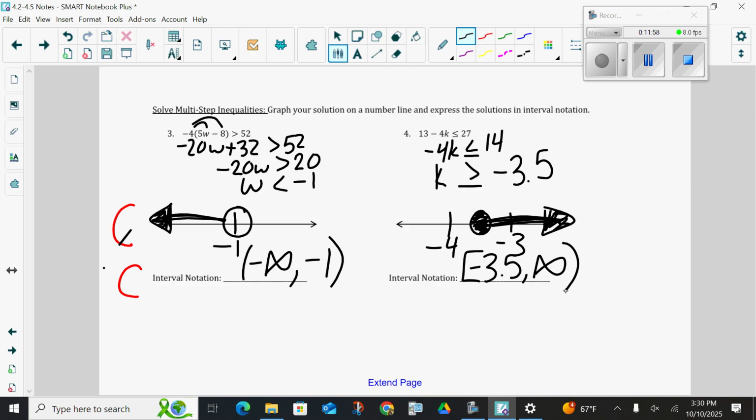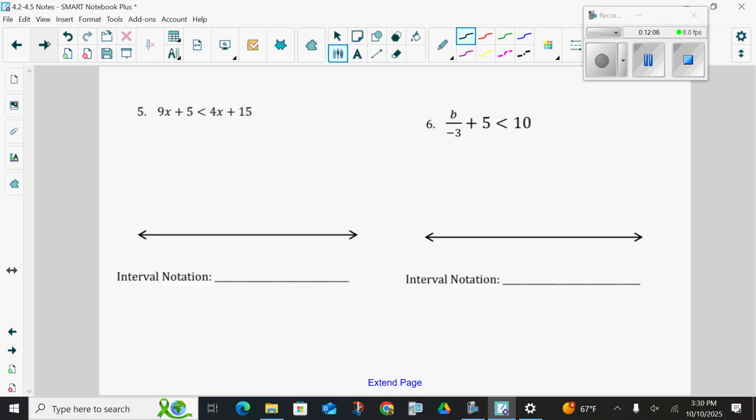So once you have that written down, you can flip your page over. We're going to take a look at a few more examples, and I'm going to have you try number 5 on your own. So take a second, pause this video for about a minute, and try number 5 on your own, graphing it and getting the interval notation after you solve.